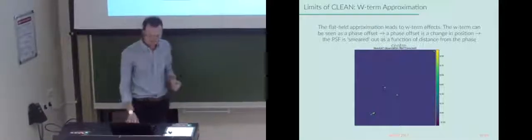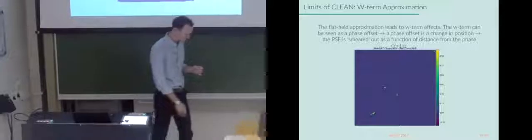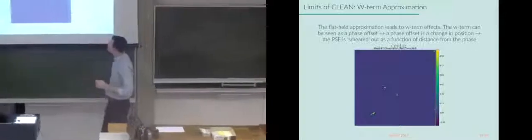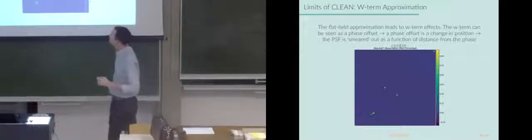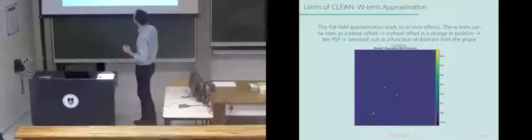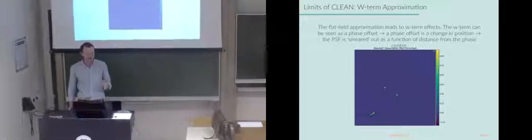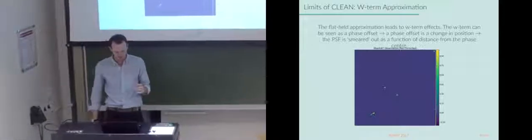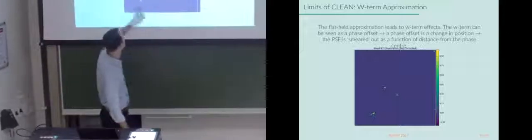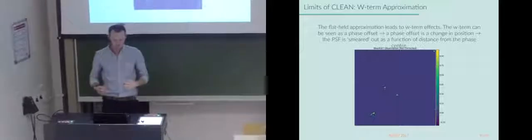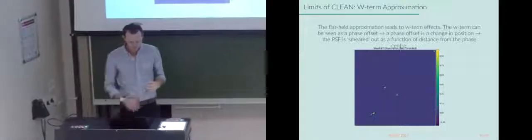And so this, going back to this W-term effect from last week, you have these artifacts that show up because of our approximation to the band-standard Zernike relation. And as you move further away from the phase center, you get this kind of weird extended PSF structure.